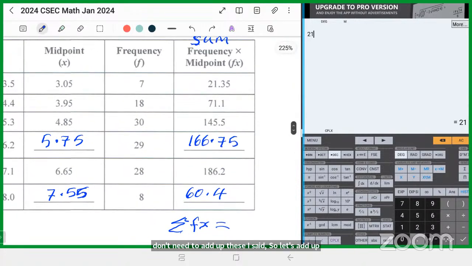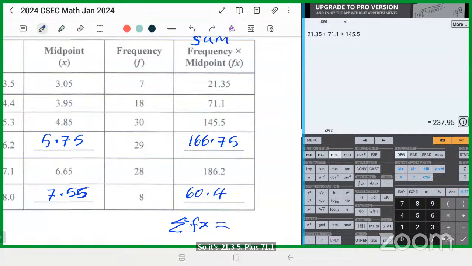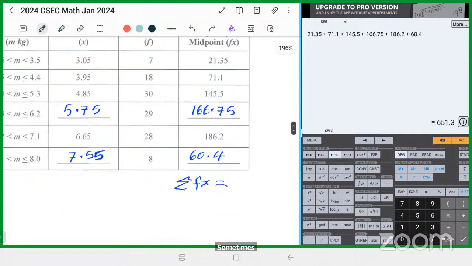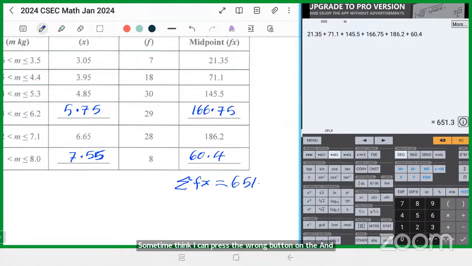So it's 21.35 plus 71.1 plus 145.5 plus 166.75 plus 186.2 plus 60.4. Just checking to make sure we add up properly, making sure we have the right figures in there. Sometimes the finger can press the wrong button on the calculator. And so this is giving me 651.3 kilograms is the mass of all the babies.